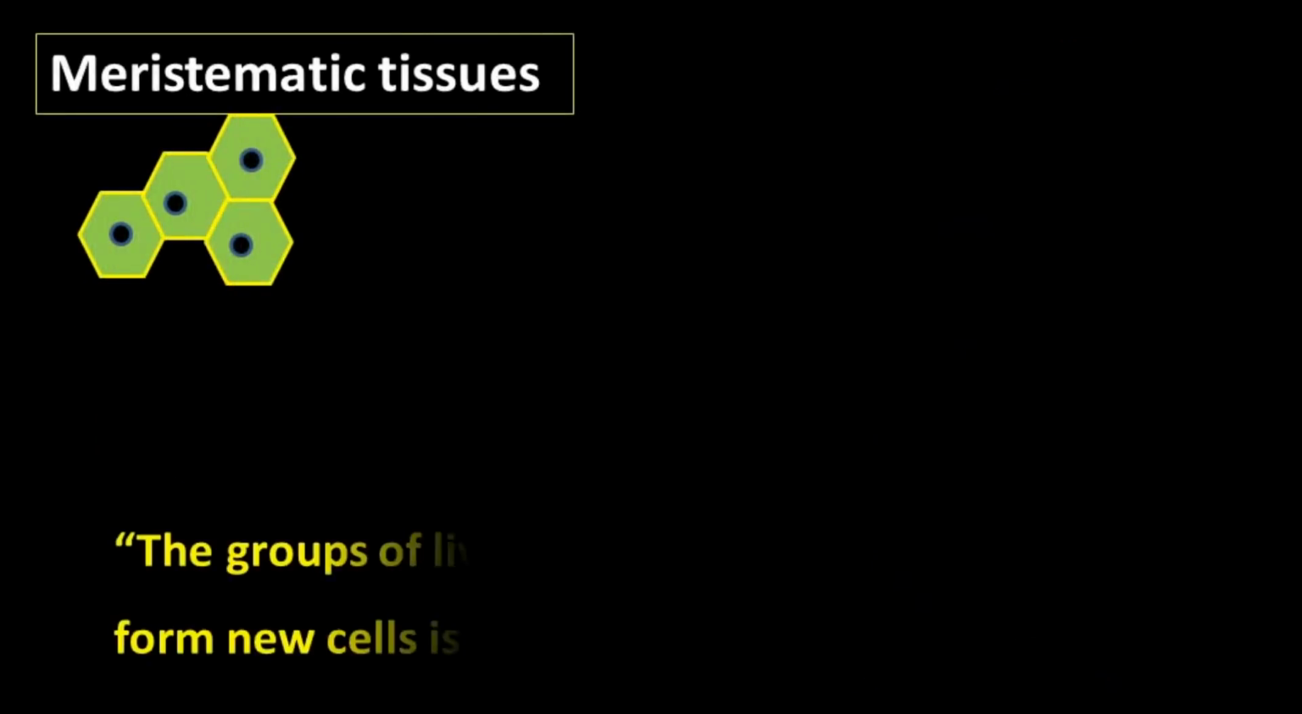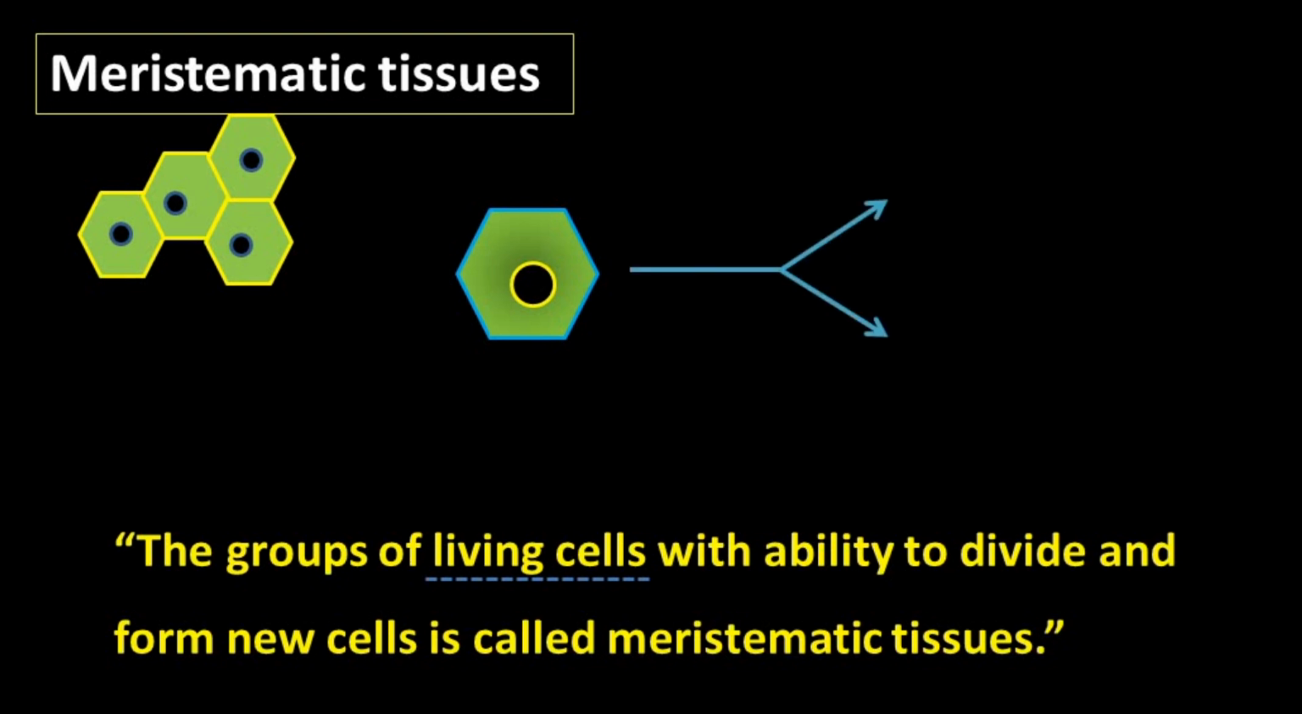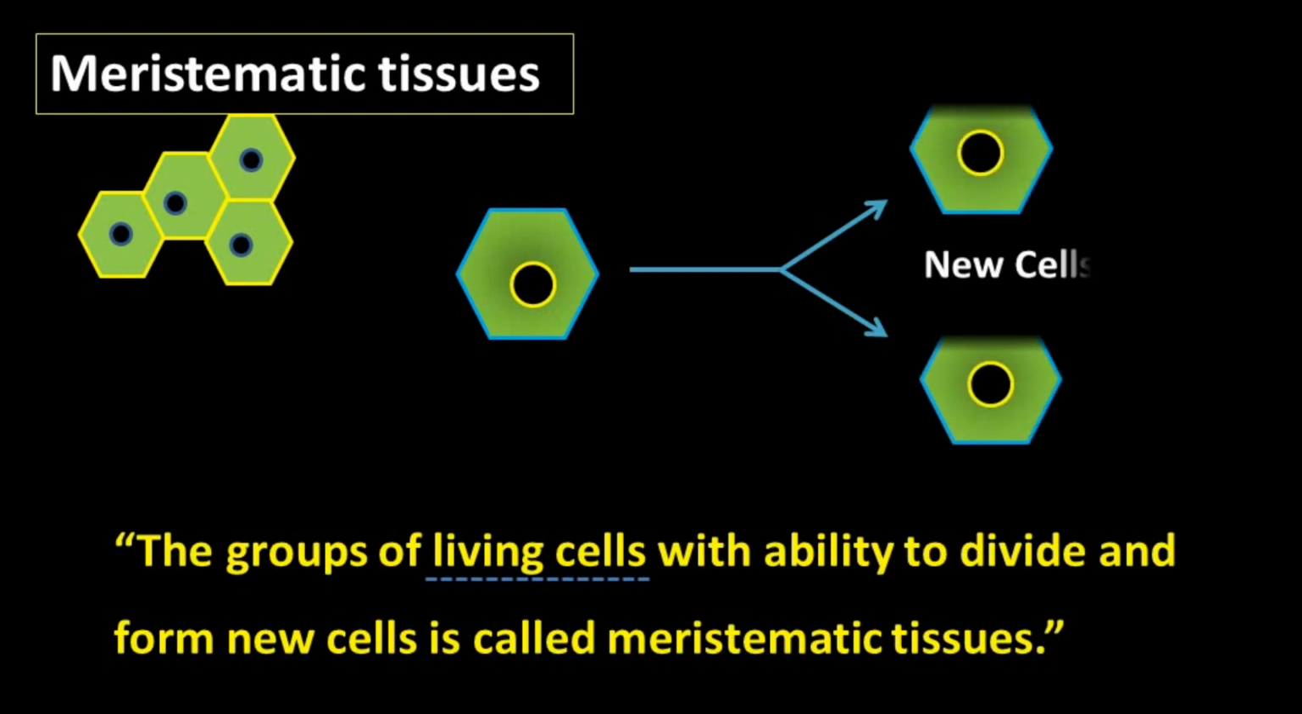Meristematic tissue, the group of living cells. Cells कैसे है? Living. The group of living cells with ability to divide. It means they can divide into two new cells. Is ability to divide into new cells is called as meristematic tissue. इस तरह के टिश्यू जो लिविंग है and they have ability to divide and form new cells is called as the meristematic tissue.